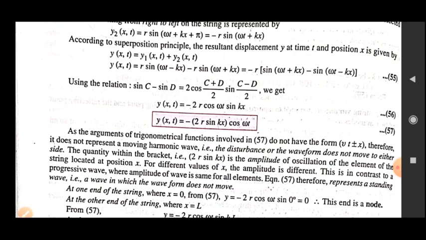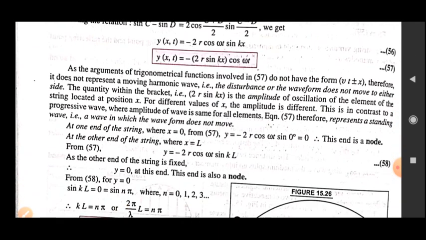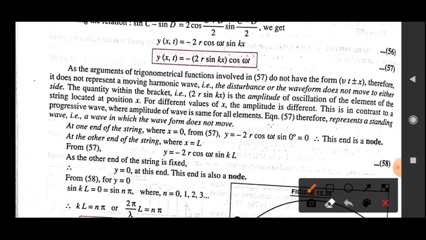Simple, this is represented by this equation. Now next, you can see the amplitude of the wave is now 2r sin kx.